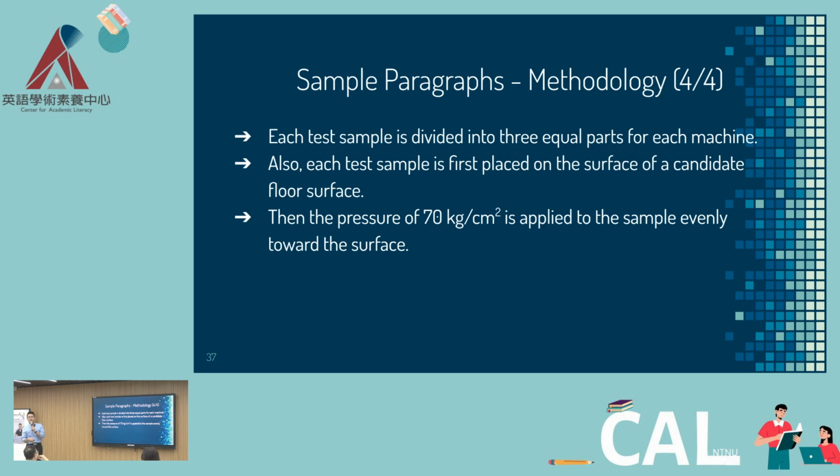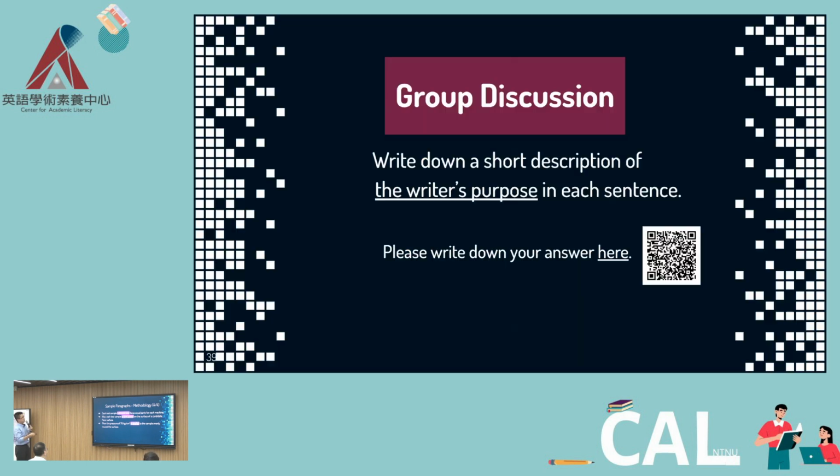Okay, how about the fourth part of the methodology? Each test sample is divided into 3 equal parts for each machine. Because you have 3 machines, you divide the samples into 3 parts for each machine. Also, each test sample is first placed on the surface of the candidate for survey. Then you talk about the process. Then a pressure of 70 kilograms is applied to the sample evenly toward the surface. This describes how the chewing gum sticks to the floor, just like the average weight of an adult.